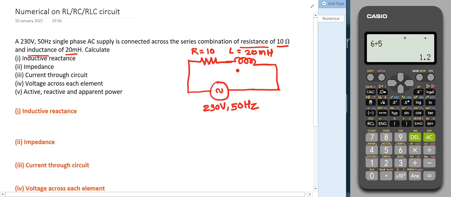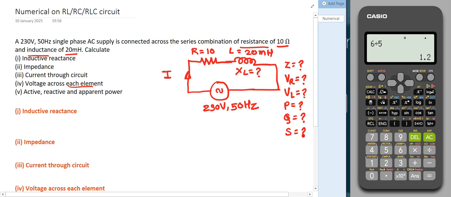And what we have to calculate? We have to calculate the value of XL. Then we have to calculate the value of impedance, that is Z. Then we have to calculate the current flowing through the circuit. After calculating current, what is the voltage drop across resistance and what is the drop across inductance? That is voltage across each element is to be calculated, and then active power, reactive power and apparent power is to be calculated. So the problem is very simple. Today I'm going to show how to use the calculator for that also.